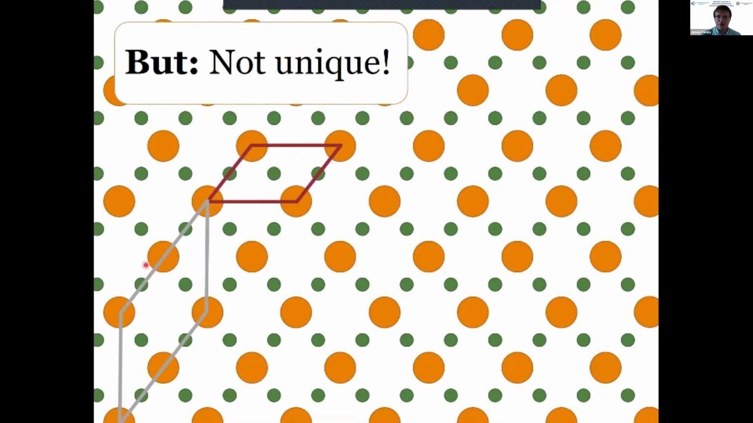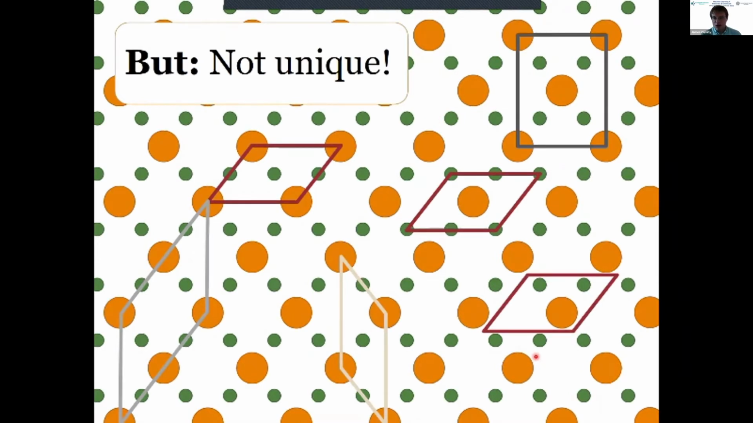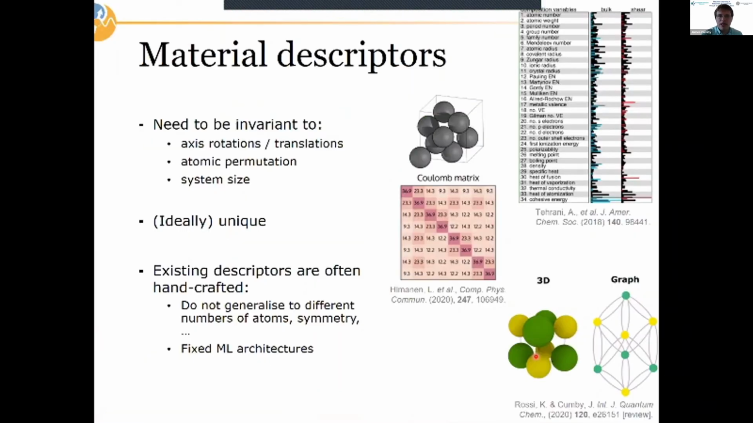And I can keep doing this forever. I could draw an infinite number of unit cells that are all completely equivalent. So there are ways around this. And this comes up with the idea of materials descriptors. So this is taking your crystal structure and representing it in some way, so handcrafting these features, as Keith talked about, which you can then feed into smaller machine learning pipelines.